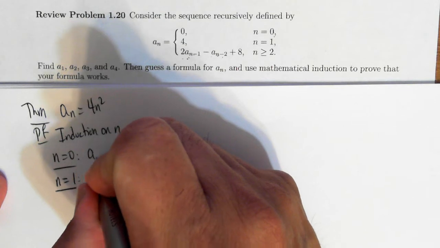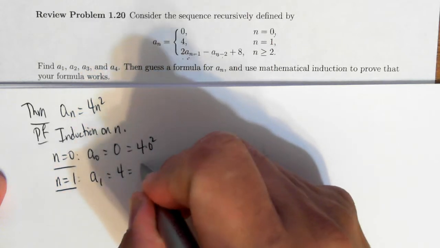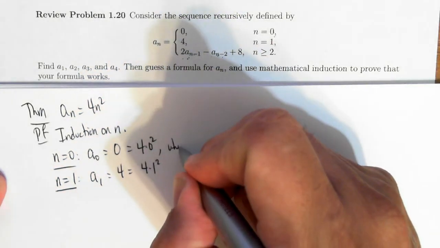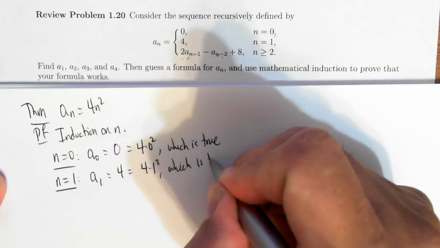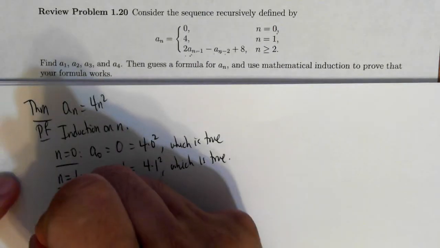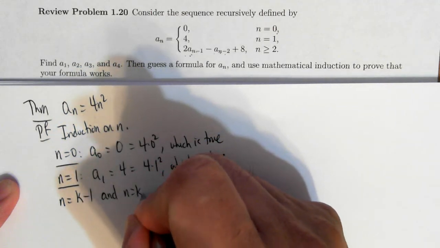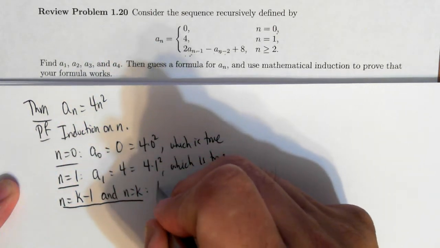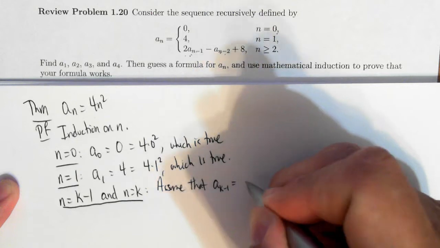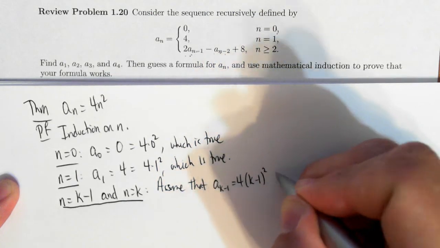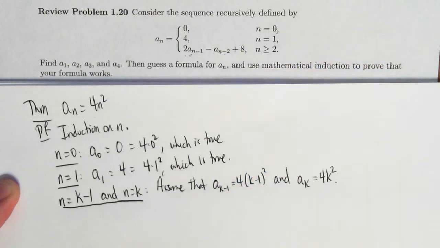Now for n equals 0, a sub 0 is equal to 0, which is 4 times 0 squared. A sub 1 is equal to 4, which is 4 times 1 squared. So both of these are true. So the two base cases work out. For my induction hypothesis, I actually have two things that need to be assumed. So assume that a sub k minus 1 is equal to 4 times k minus 1 squared, and that a sub k is equal to 4 times k squared.